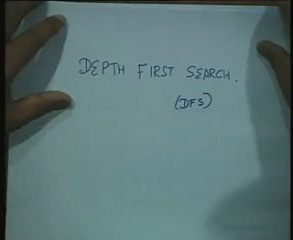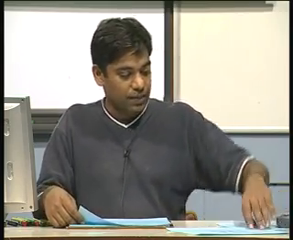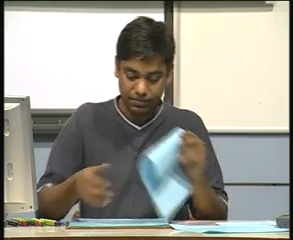Today we are going to be talking about depth first search. This is another way of searching a graph. In the previous class we looked at breadth first search. There are certain applications where depth first search is more meaningful than breadth first search, and we are going to look at these applications also. So, one application is the following.